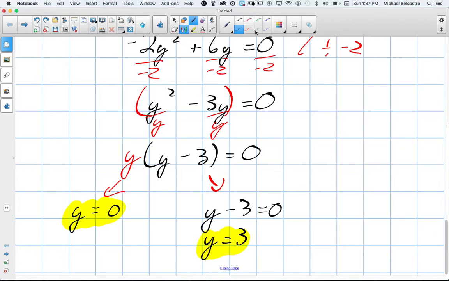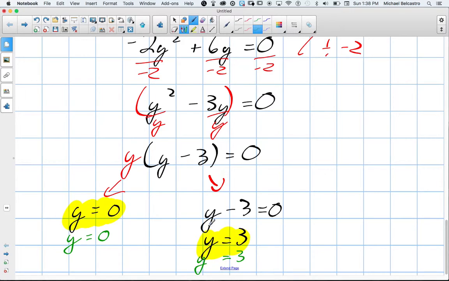I did the calculations on the side, and we end up with the exact same things: y is equal to 0 and y is equal to 3. So there was no difference when we had the negative root 9 minus y squared. We end up with the exact same y values.